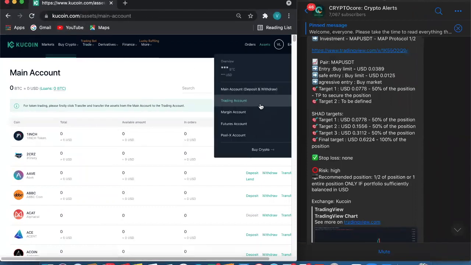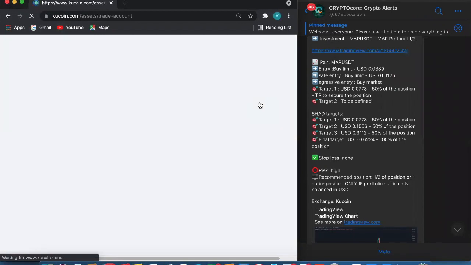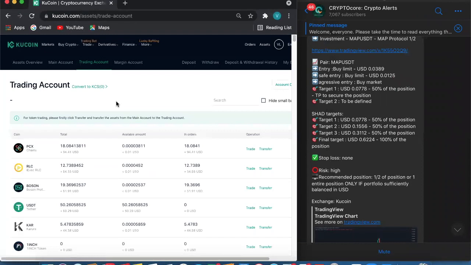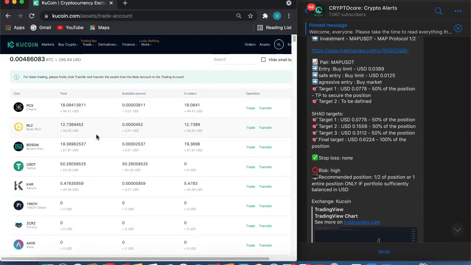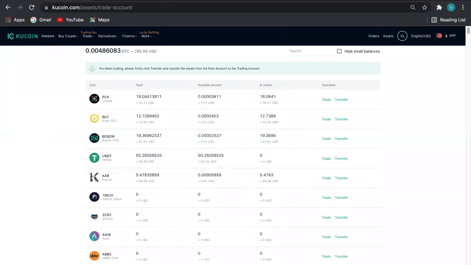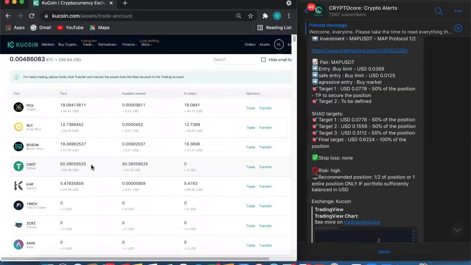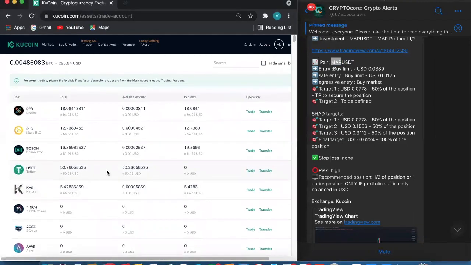Once I've had my funds added and allocated to my trading account, I have USDT or Bitcoin. Like I said, guys, I fund my account with Bitcoin. In order to convert my Bitcoin to the currency that I need to trade with, which is USDT, as you guys see here, this trade alert was issued MAP USDT, I need USDT to buy MAP, which means I will need USDT readily available in my trading account.